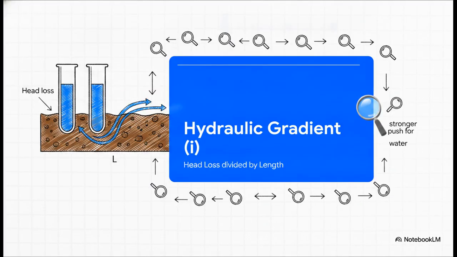Let's zoom in on that little i for a second, the hydraulic gradient. It's simply defined as the head loss divided by the length. The logic is super intuitive here. If you have a massive head difference over a short distance, well, that seepage is going to be intense. A bigger energy drop basically means a much stronger push for the water to blast through the soil.